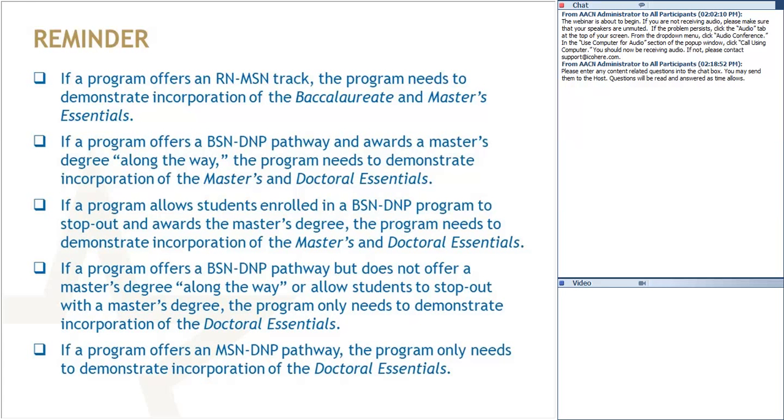Likewise, if a program offers a BSN to DNP pathway and awards a master's degree along the way, then the program needs to demonstrate incorporation of both the master's and the doctoral essentials. If a program allows students enrolled in a BSN to DNP program to stop out and awards a master's degree, that program needs to demonstrate that they have incorporated the master's and the doctoral essentials. If a program offers a BSN to DNP pathway but does not offer a master's degree along the way or does not allow students to stop out, the program then only needs to demonstrate incorporation of the doctoral essentials.